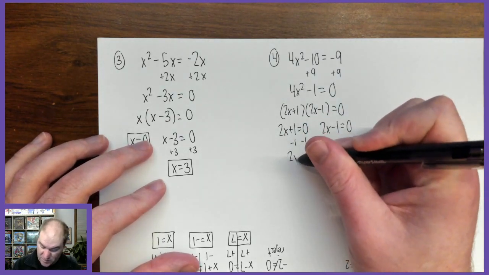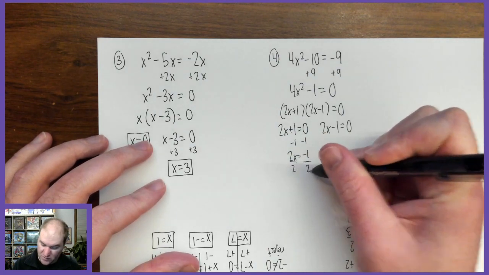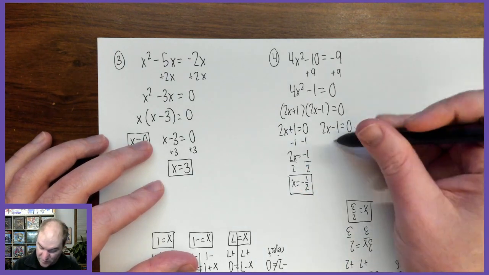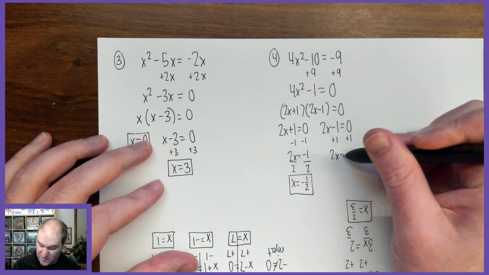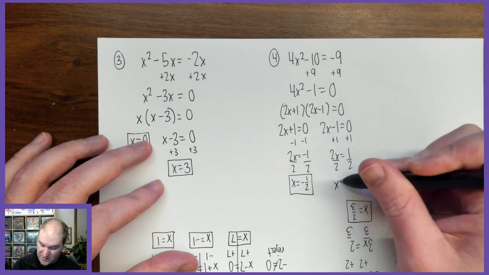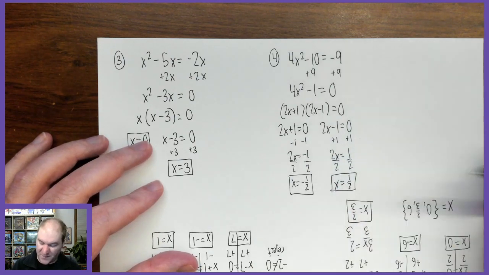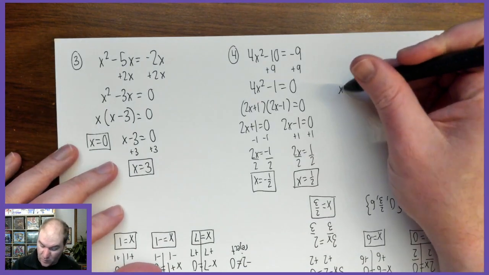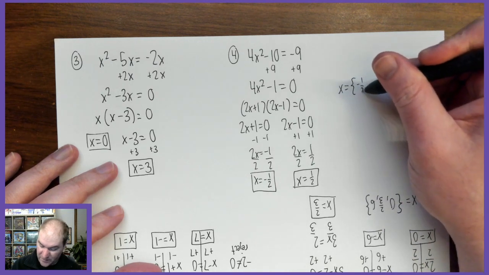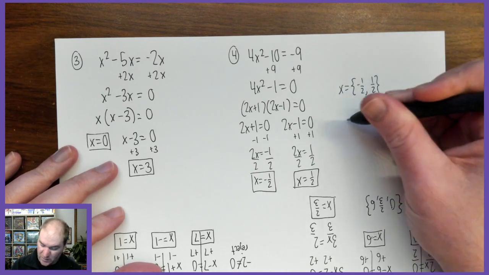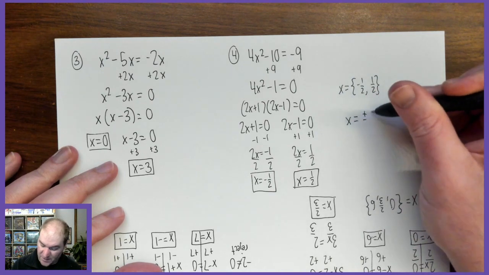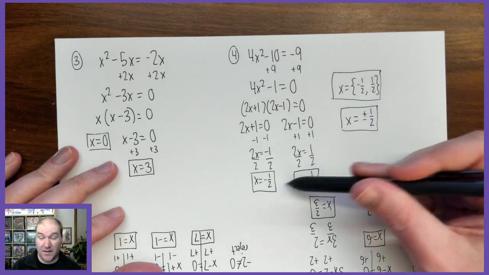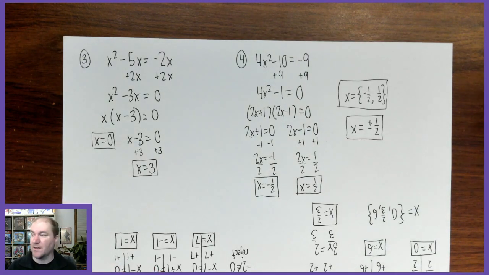Minus 1, divide by 2, and x is negative a half. And then our other solution is going to look very similar to that. That would be 2x equals positive 1, x equals positive 1/2. Now this one actually has a third way you can write it. We can write it like this for our answer, or we can write it with our little brackets like this. There's another way you can write it, and it looks like this, plus or minus 1/2. These are all the ways you can write these answers. Many of them are acceptable.